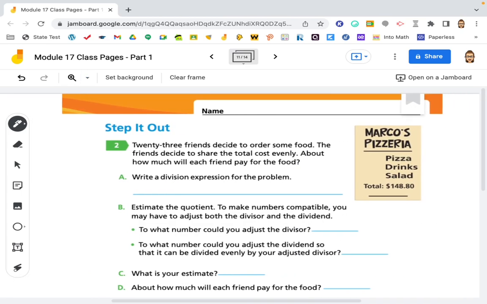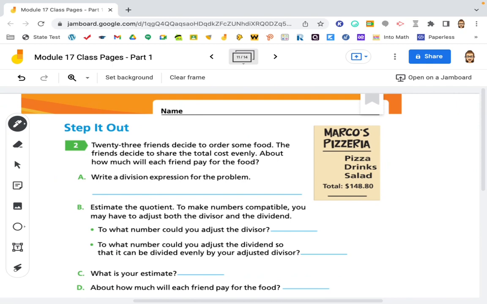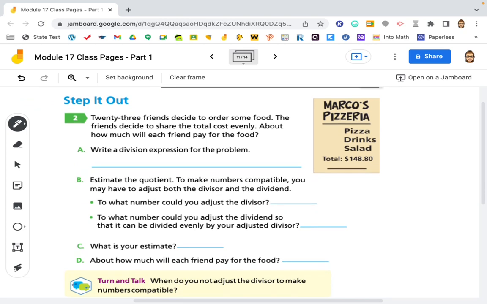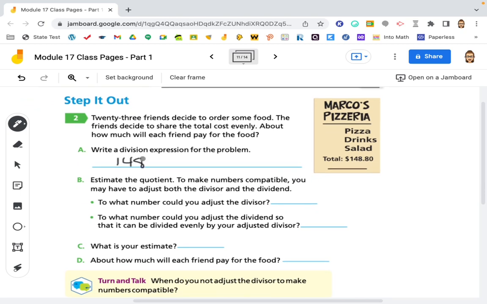Okay, 23 friends decide to order some food. The friends decide to share the total cost evenly. About how much will each friend pay for the food? So first we're going to write a division expression for the problem. So we're going to have 148 and 8/10 divided by 23. It says to estimate the quotient to make numbers compatible, you may have to adjust both the divisor and the dividend. So to what number could you adjust the divisor? Well, I would adjust it to 20 just to make it super easy for me.